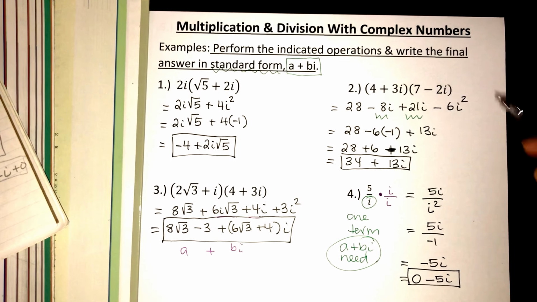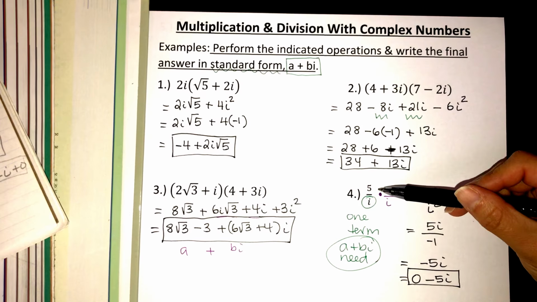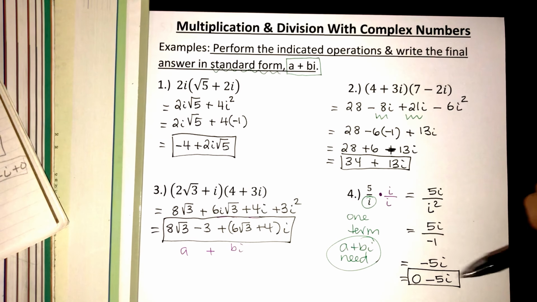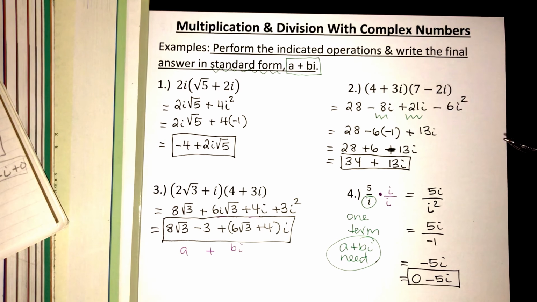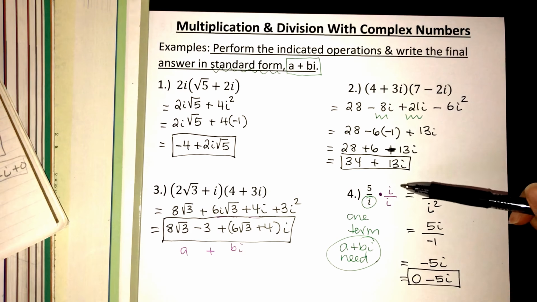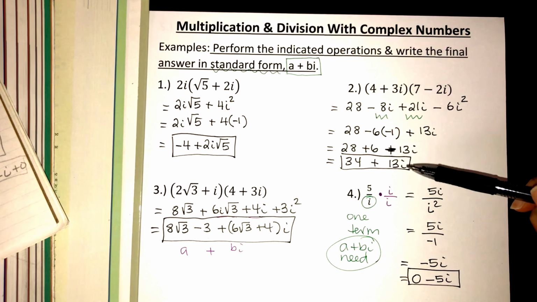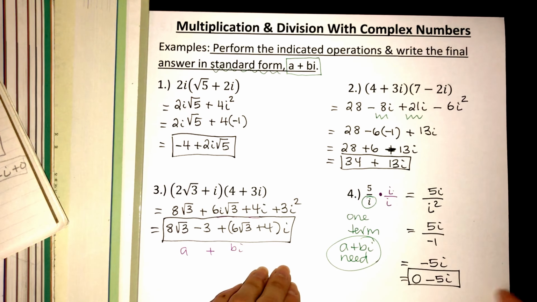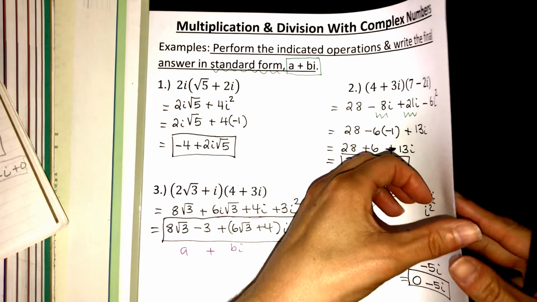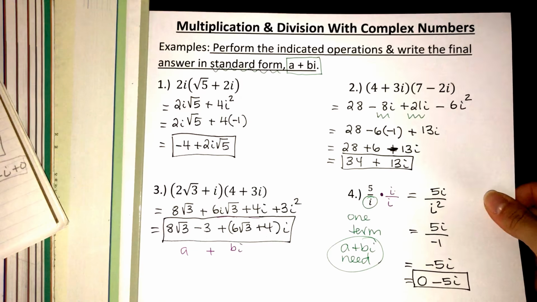So if you have a division problem and you have to change it to A plus BI form, standard form, you need to get rid of the imaginary part in the denominator. And we do that by multiplying by some form of 1. In this case, it was I over I. And this is an example where we just have one term in the denominator. Let's take a look at a few more examples.